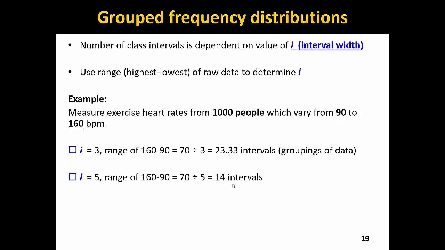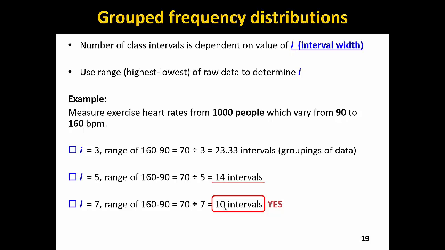So we'll take the step one more time and widen the interval. We've widened it from 3 to 5 and now to 7. Same range, 160 minus 90 equals 70. Now we divide it by 7, and we have 10 intervals, and that aligns with our recommended number of intervals. So this is the one we want to go with.